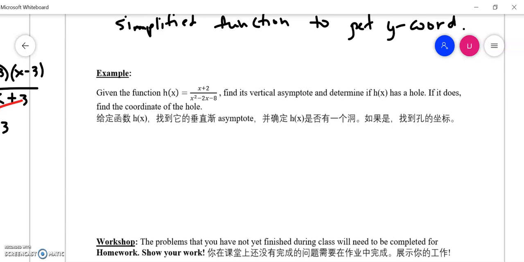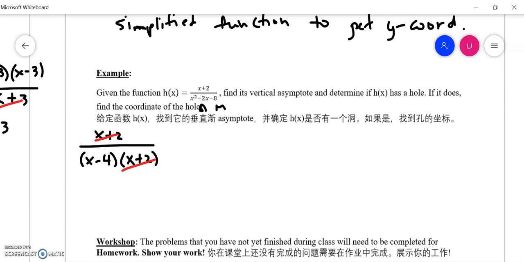So let's do that. We have x plus 2, which will not factor into anything. And then x squared minus 2x minus 8. So we've got to multiply to negative 8 and add to negative 2. So that's going to be x minus 4 and x plus 2. That multiplies to negative 8 and adds to negative 2. All right, next step, simplify. These x plus 2's will simplify nicely.